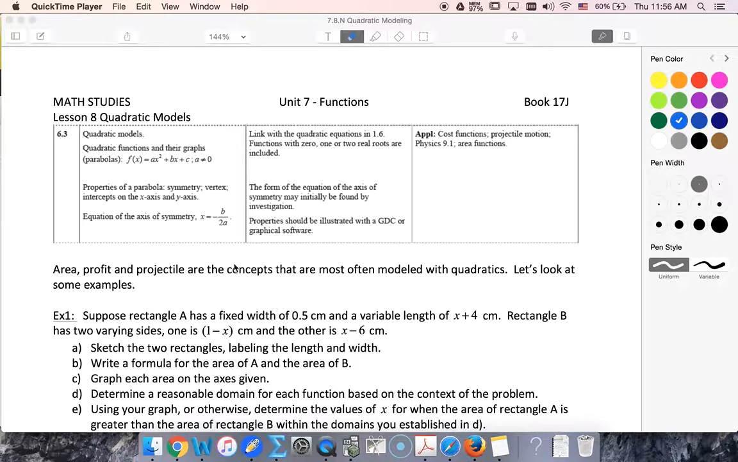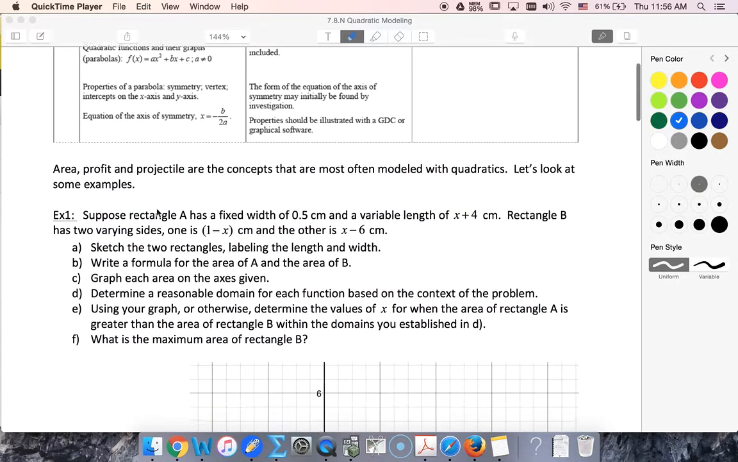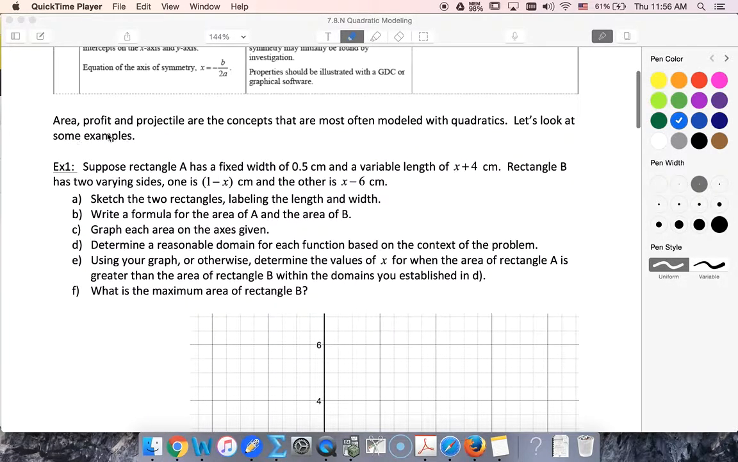Hello students, now we're looking at quadratic models. So this fits in with section 6.3 in your syllabus. We're back to quadratics and this time we're looking at the models. And often with modeling, what we're going to be looking at are things like area, profit, and projectile motion. So let's start with an area example.